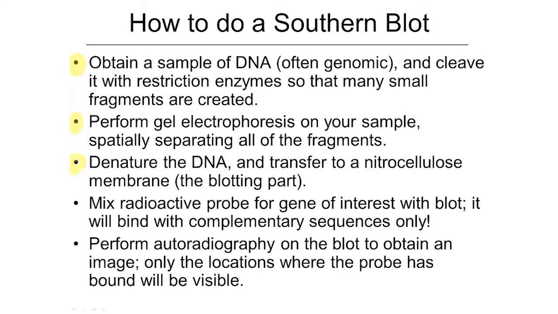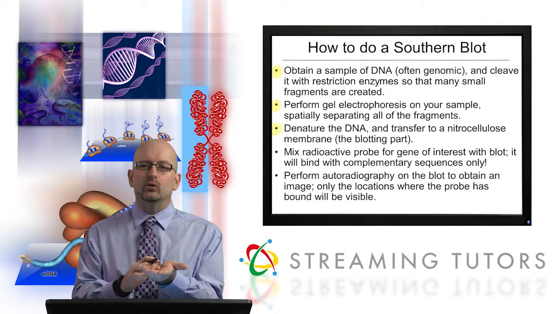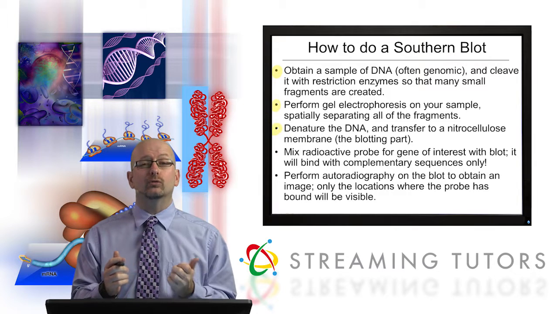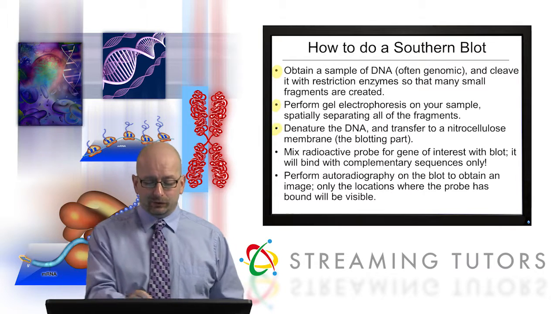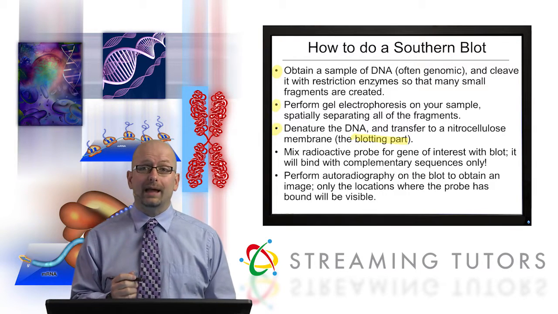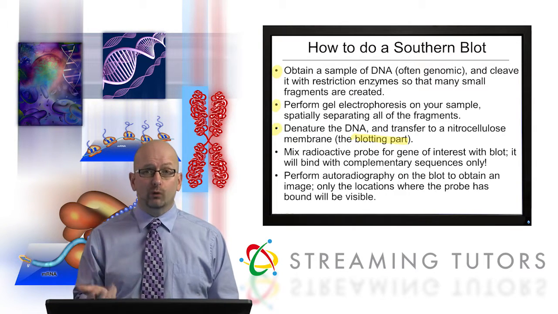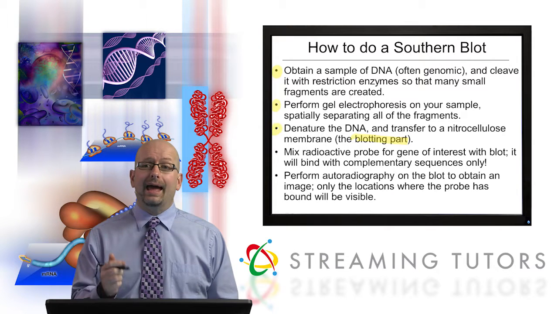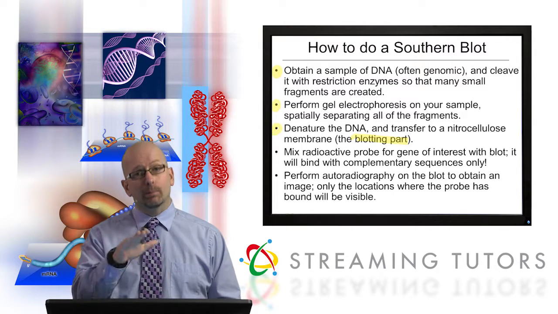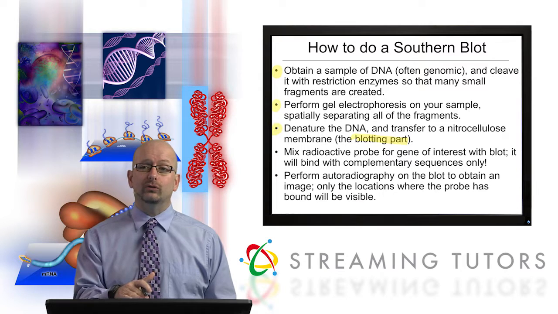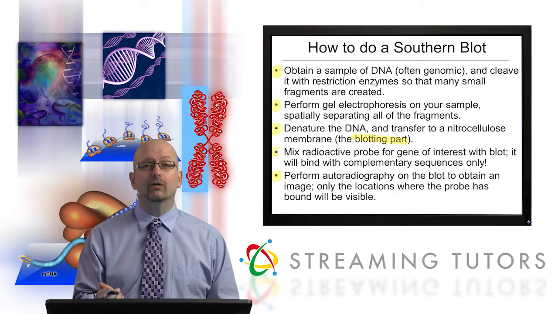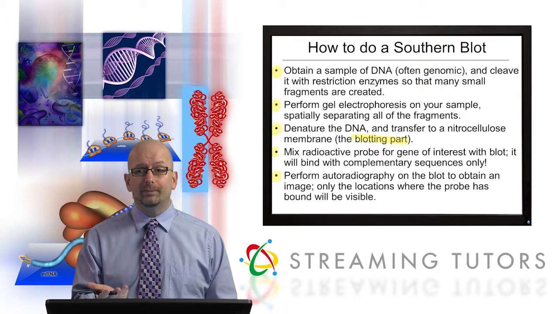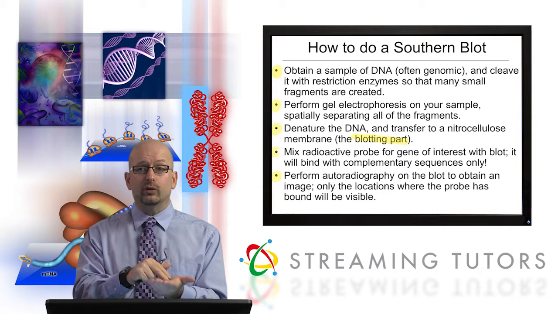We denature that DNA that's been spread out and transfer it, you've seen this before too, to a nitrocellulose membrane, which is basically a fancy piece of paper, and that's the blotting part of the Southern blot. And then you have a probe for your gene of interest, and you mix that with the blot, and it will bind to complementary sequences only. Then you'll perform autoradiography on the blot to obtain an image, and only the locations where the probe has bound will be visible.